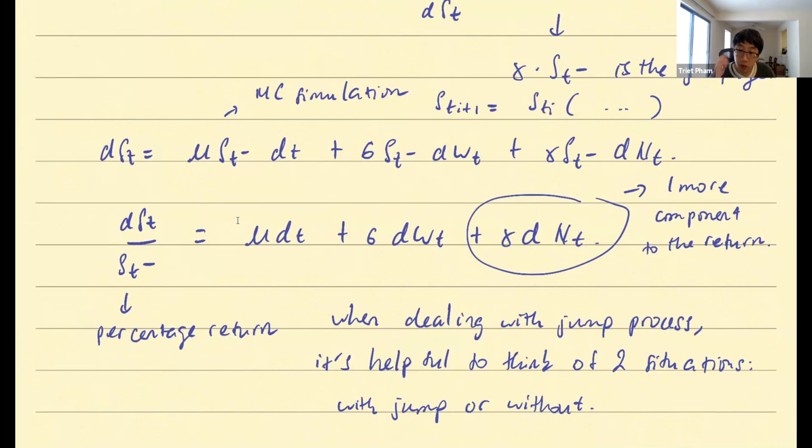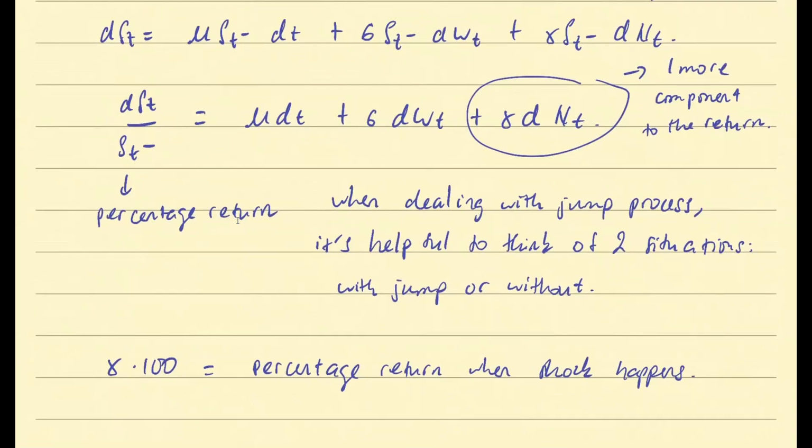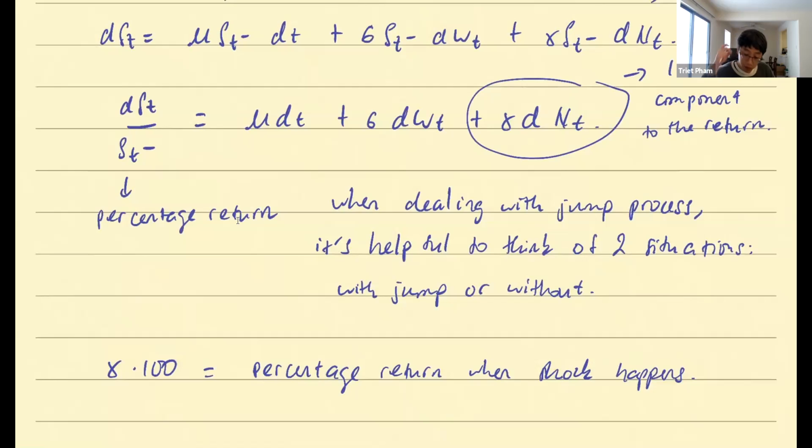What question do you have? Professor, can you hear me right now? Yeah, sure. So how do you derive the second equation from the first one? Because you just subtract St minus, right? You mean how do I derive from here to here? Oh, yes. I just divide both sides by St minus.